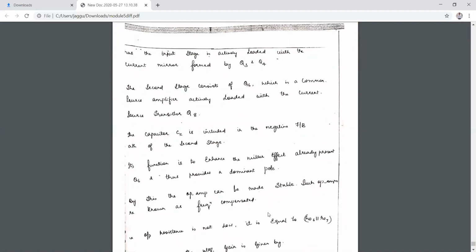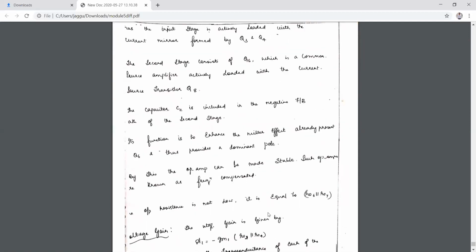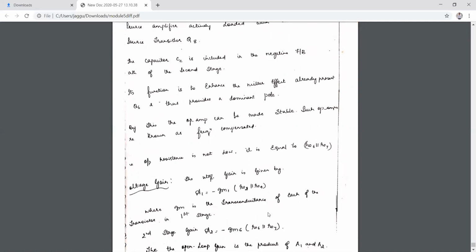So that you can make sure the circuit is stable, known as frequency compensation. It is a very important component to be included. A circuit should be stable and it should be frequency compensated.